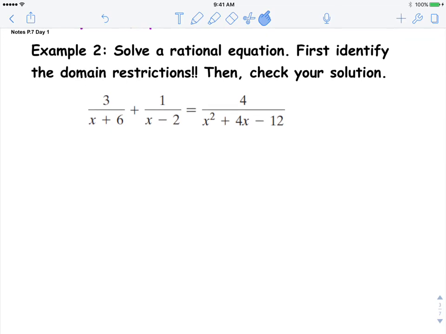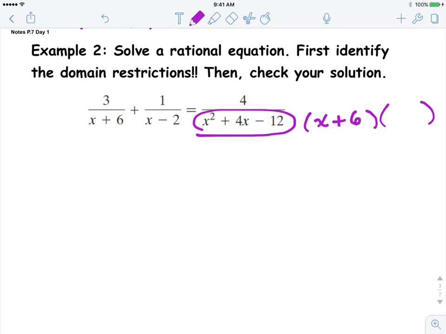All right, example 2. Solve this rational equation. First, identify the domain restrictions. So we need to factor this denominator. So that is x plus 6, x minus 2. The reason why you do that is you're looking for that LCD.